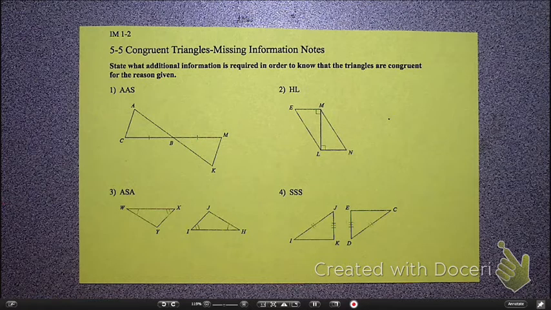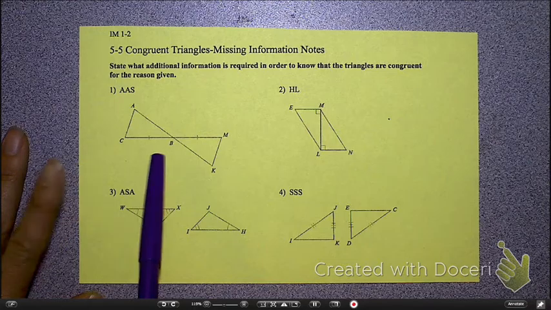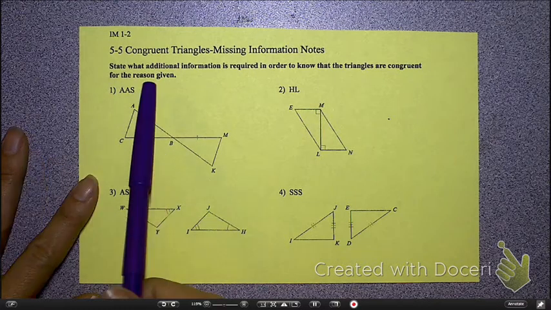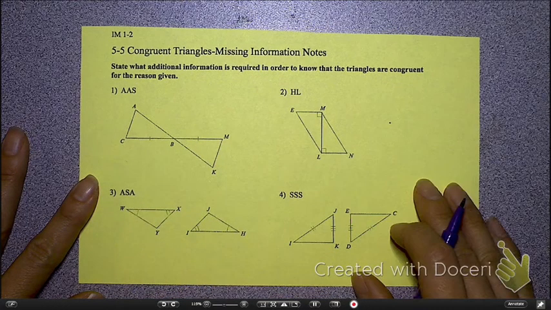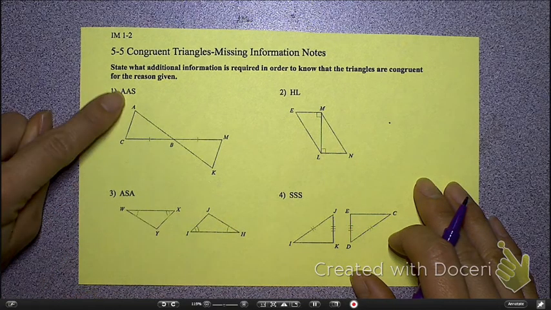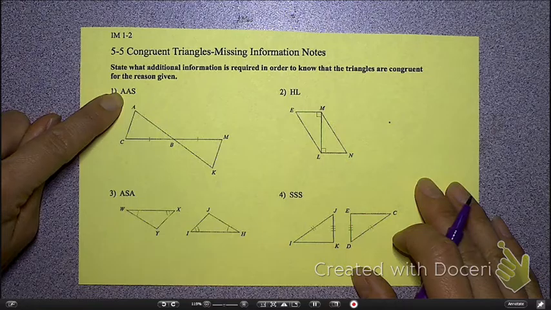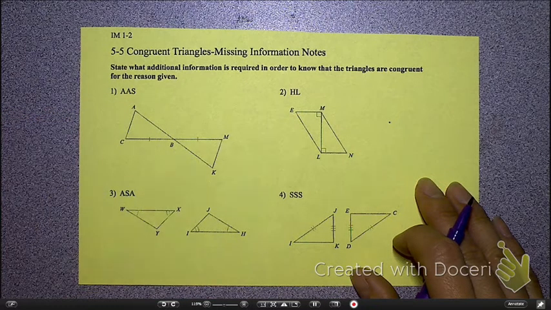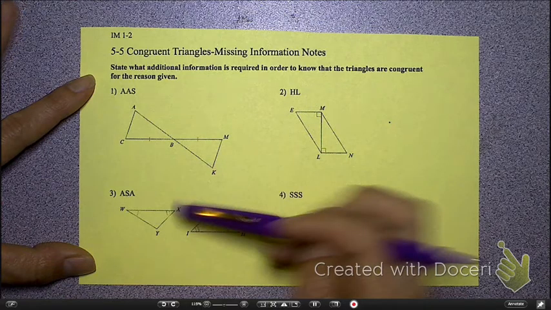Okay, so today what you're going to be doing is you're going to be given a set of triangles, and some of the parts are already marked congruent. What it wants you to do is state what additional information is required in order to know that the triangles are congruent for this particular reason, okay? So what we're trying to do is list a missing pair of angles that is congruent or a missing pair of sides that is congruent that will then make the triangles congruent for whatever reason they've given us.